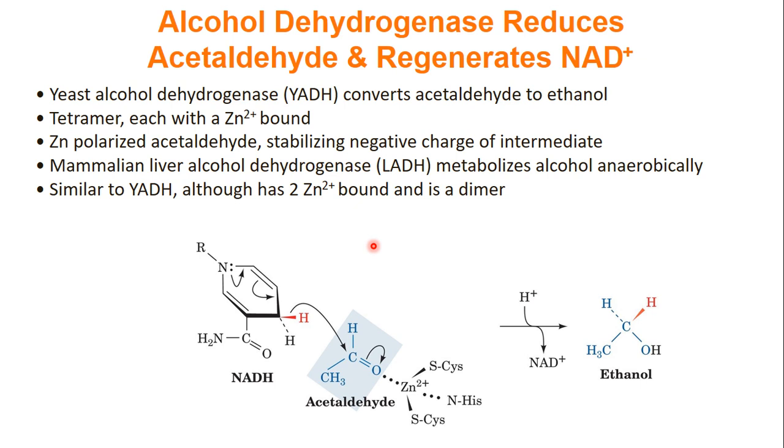Okay, so we made our acetaldehyde in the last step. Now, our next thing we need is alcohol dehydrogenase to make ethanol. And the enzyme that's going to do this in yeast is called yeast alcohol dehydrogenase. It converts acetaldehyde to ethanol. YADH is a tetramer. That means it has 4 subunits. Each subunit has a zinc bound.